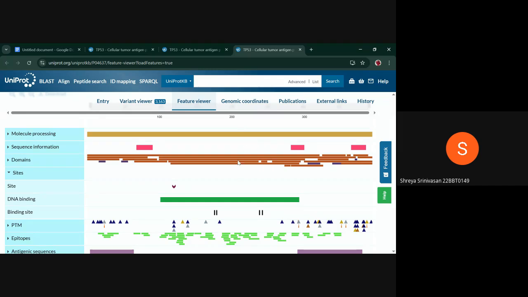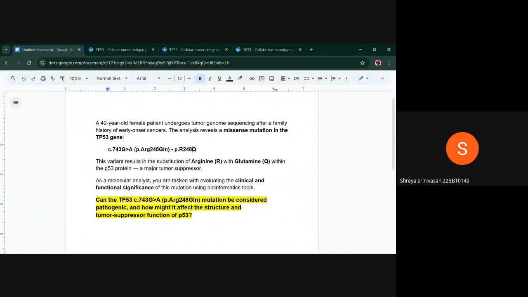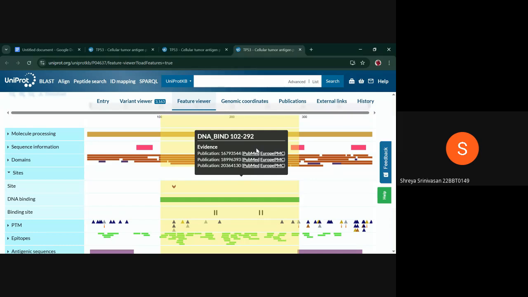Okay. So, as we saw, if you click on this, you can see here under the sites you have a DNA binding site and just general binding sites also. This DNA binding site is from position number 102 to 292. So from amino acids 102 to 292, all of these lie under the DNA binding domain. And our mutation has occurred at position 248. So this lies within the DNA binding domain, which means that we can conclude that yes, okay.